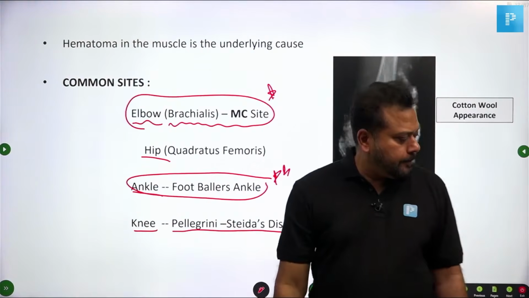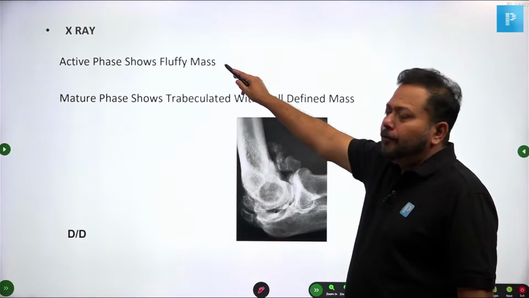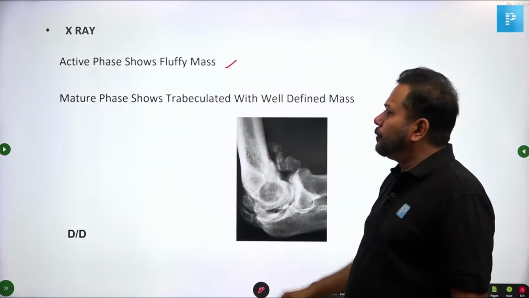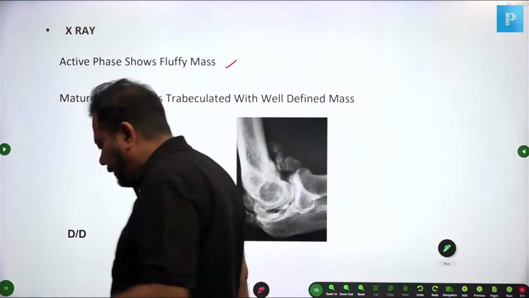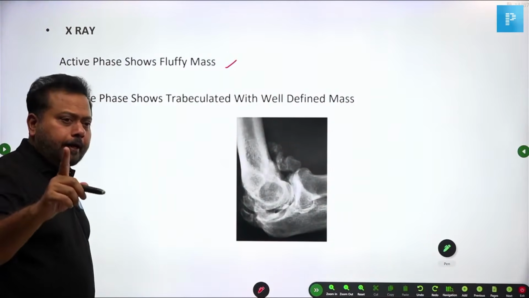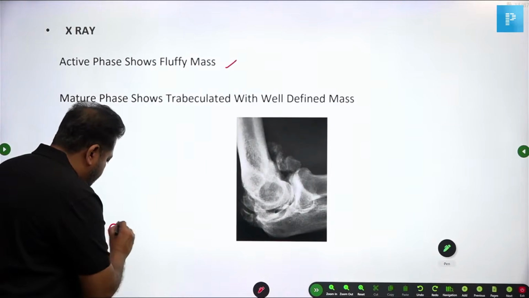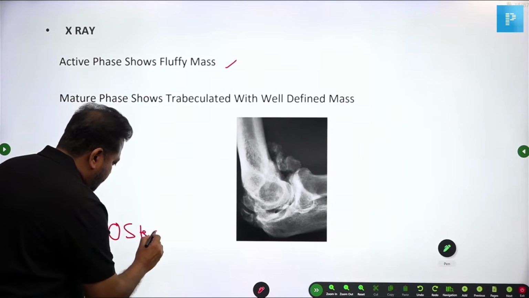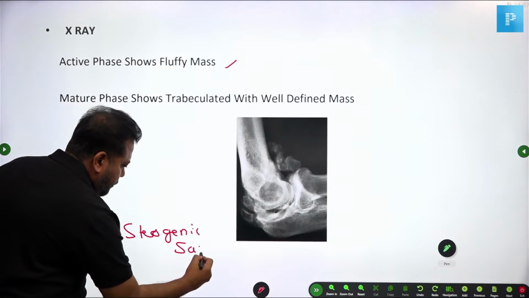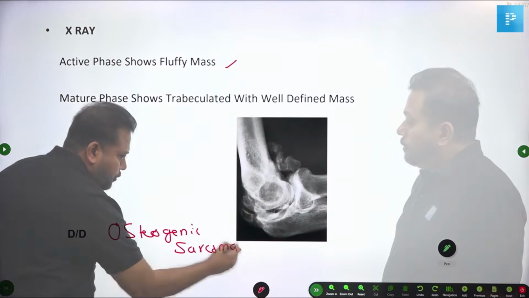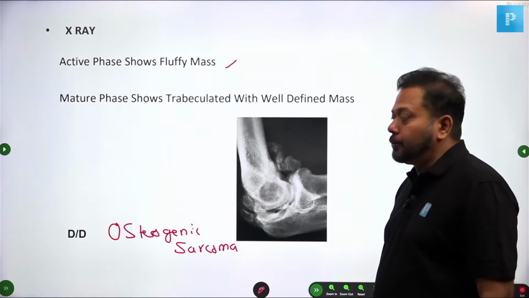On X-ray, the active phase shows a fluffy mass, and the mature phase shows a trabeculated, well-defined mass. The differential diagnosis for myositis ossificans, one should not forget, is a several times repeated question. The differential diagnosis is osteogenic sarcoma. Osteogenic sarcoma is the most important differential diagnosis.